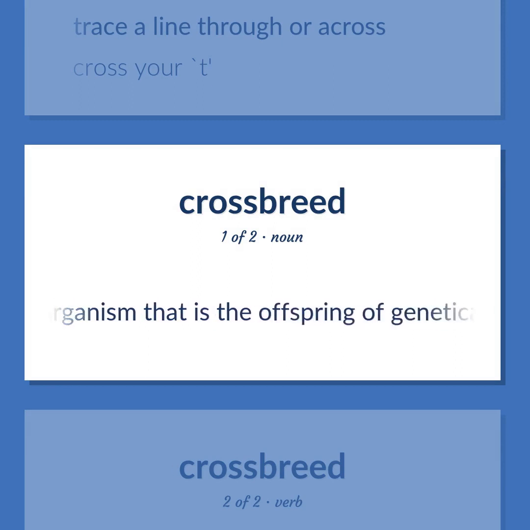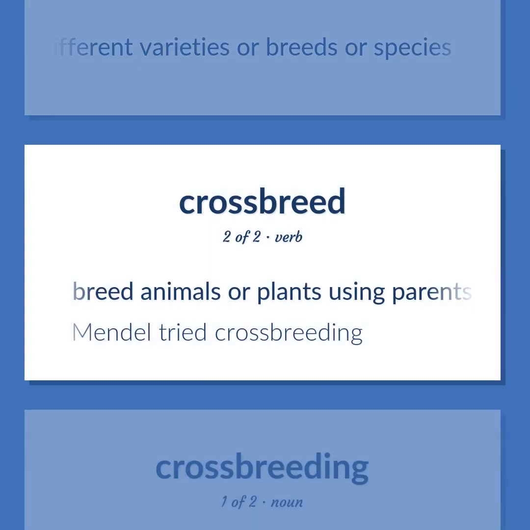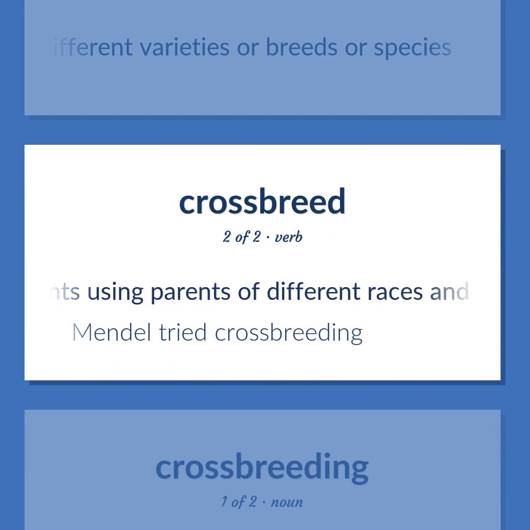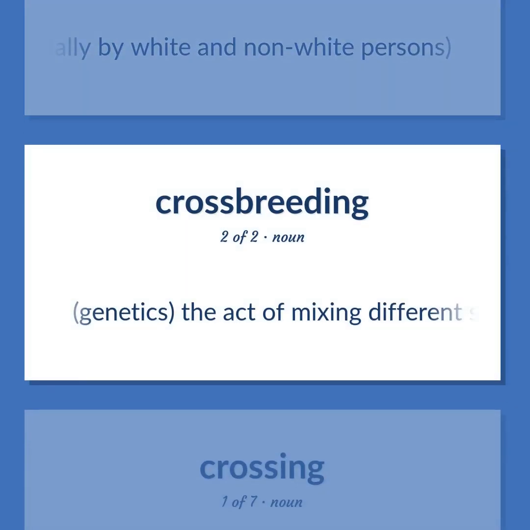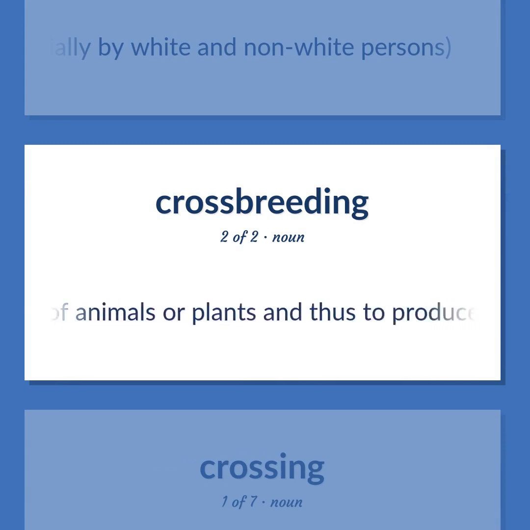Genetics. An organism that is the offspring of genetically dissimilar parents or stock. Especially offspring produced by breeding plants or animals of different varieties or breeds or species. Breed animals or plants using parents of different races and varieties. Mendel tried crossbreeding. Reproduction by parents of different races, especially by white and non-white persons. Genetics. The act of mixing different species or varieties of animals or plants and thus to produce hybrids.